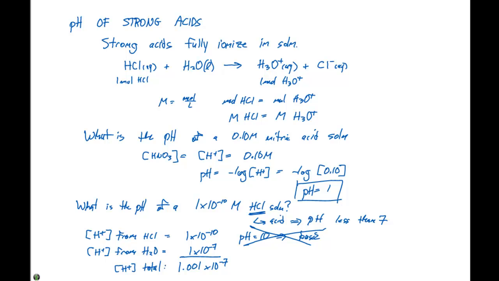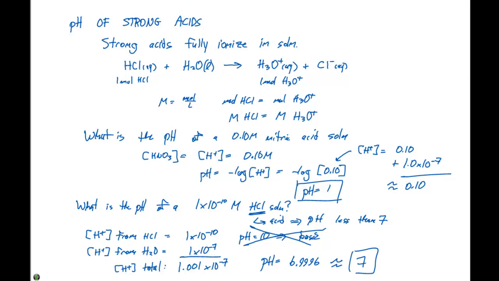And we need to keep this into consideration when we're at pHs close to 7. Okay? In the previous example, we had a concentration of H+ equal to 0.10. If we add 1.0 times 10 to the minus 7, we're roughly going to equal 0.10. So we don't need to worry about the auto-ionization of water for really, really acidic solutions or really, really basic solutions. But here we do. And if we took the negative log of this value, our pH is going to equal 6.9996, which is roughly equal to 7.